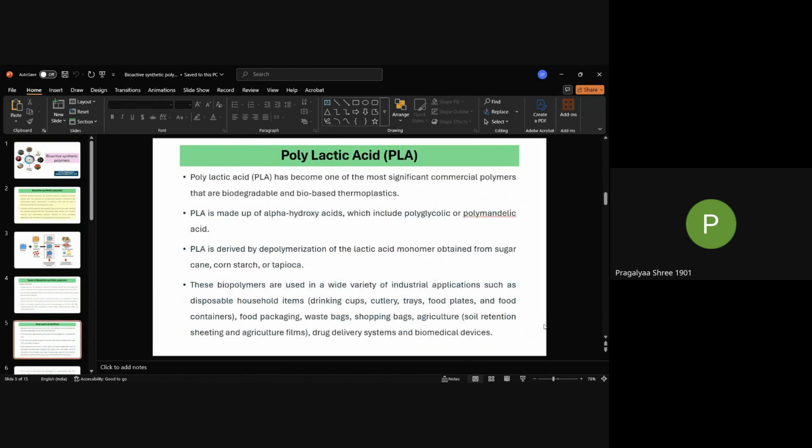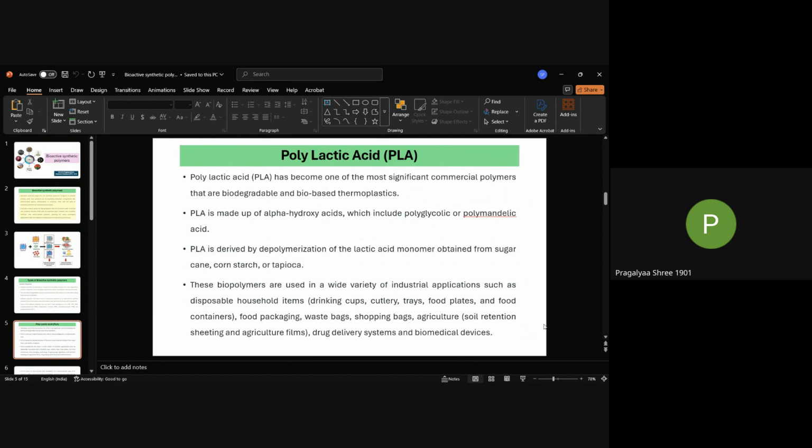So the first of this category is polylactic acid, PLA. Polylactic acid has become one of the most significant commercial polymers nowadays, a biodegradable and bio-based thermoplastic option. Okay, so they are most significant nowadays. Many of the packaging materials use PLA as a basic raw material for their manufacture.